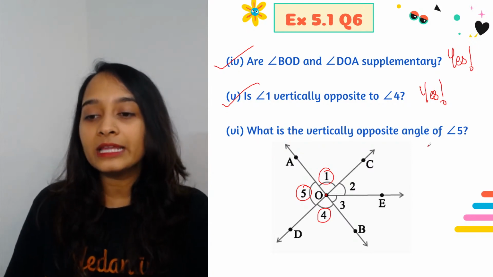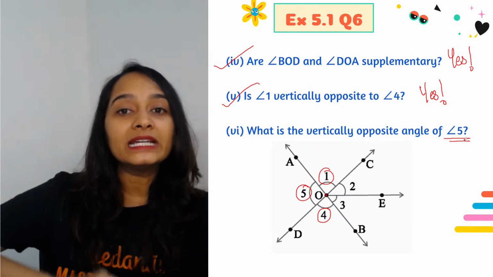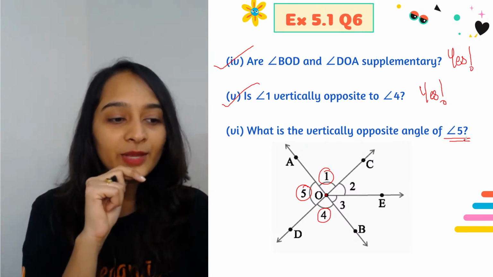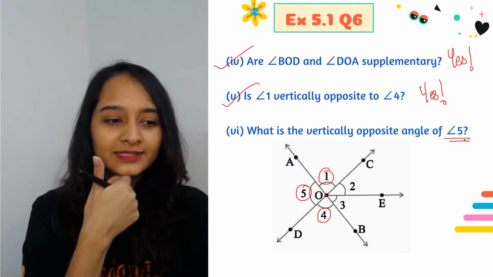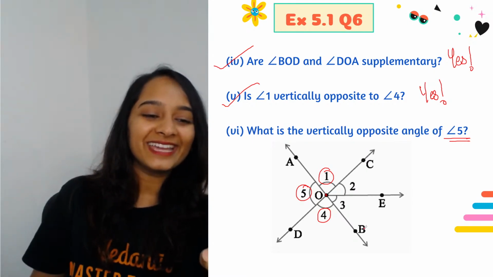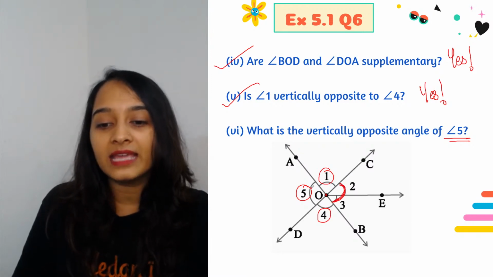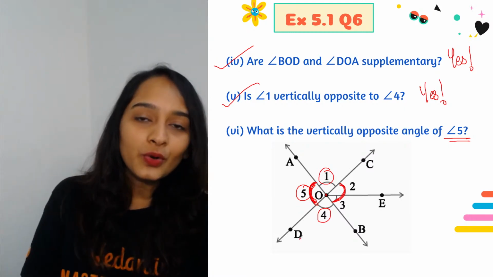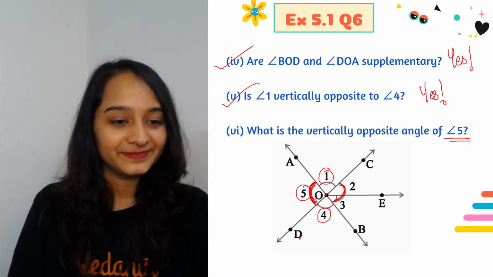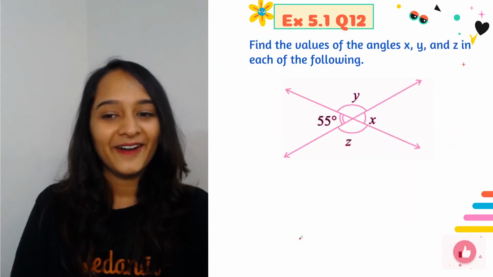What is the vertically opposite angle of angle 5? Which angle is vertically opposite to angle 5? Which angle? Only 2? Mona Lisa got it right again, guys. 2 and 3. Your angle 2 and angle 3 are vertically opposite to angle 5. Awesome, Sia. Awesome, Aditya. Very well done, Mona. Good job, Abhilasha, Atul.